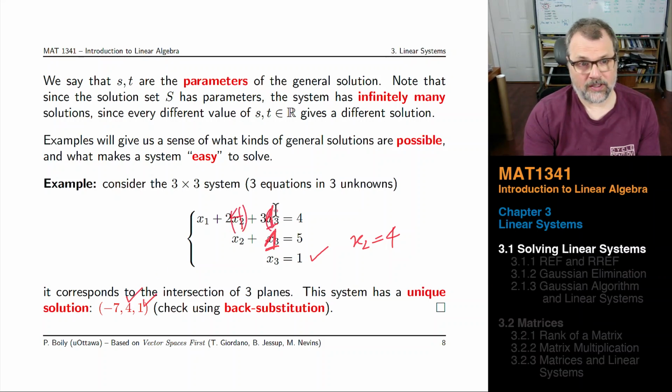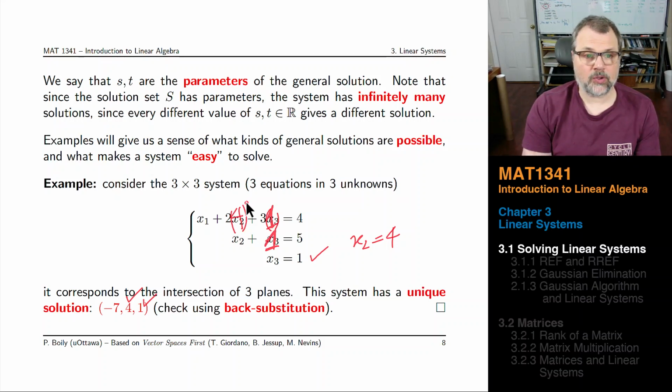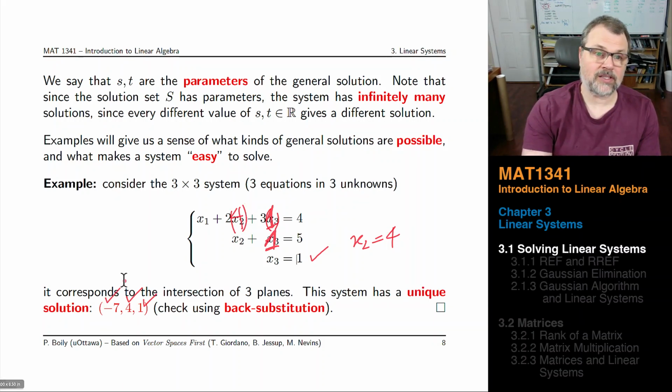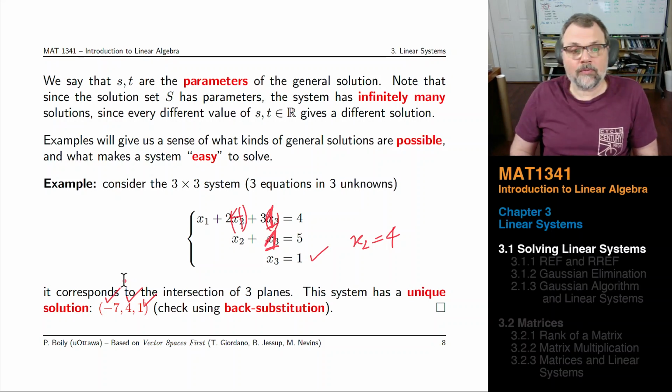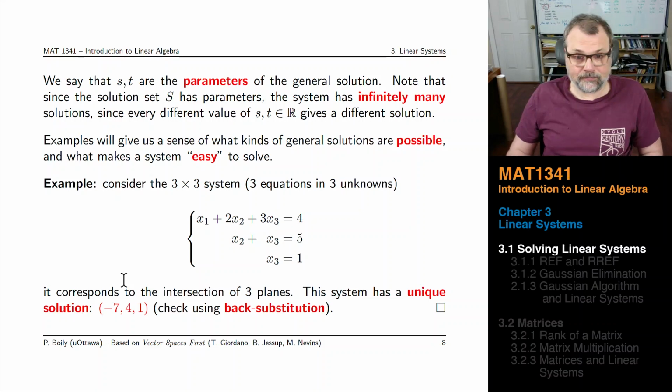So now replace all the x2's by 4. And I'm left with x1 plus 2 times 4 plus 3, which is 8 plus 3. So x1 plus 11 is equal to 4. The only value that satisfies this would be x1 equal to -7, since -7 plus 11 is equal to 4. And we see that there cannot be any other possibilities.